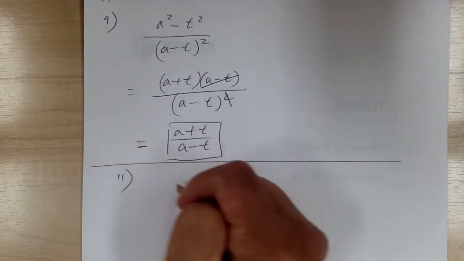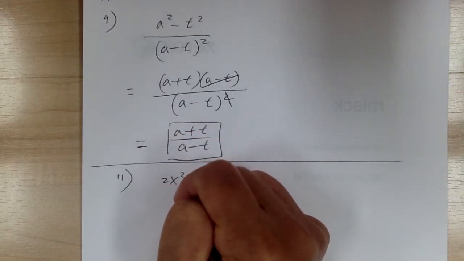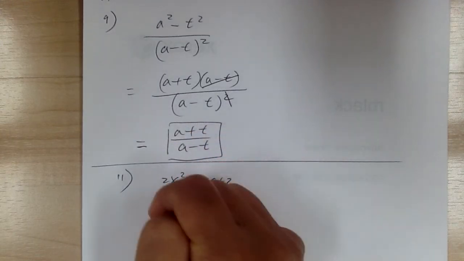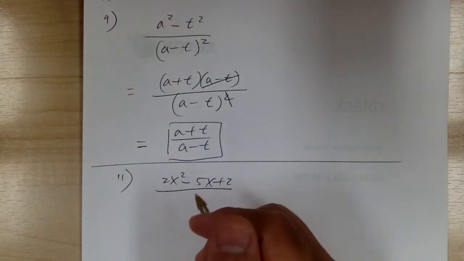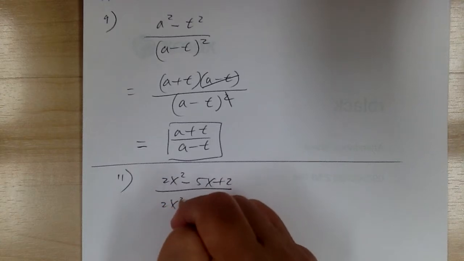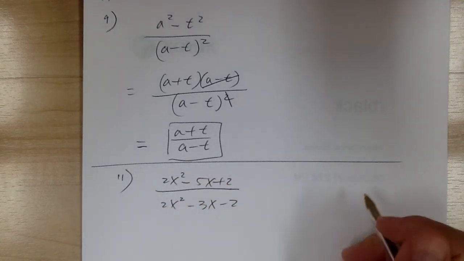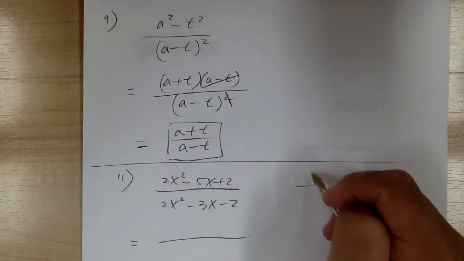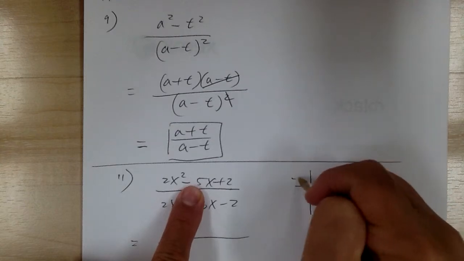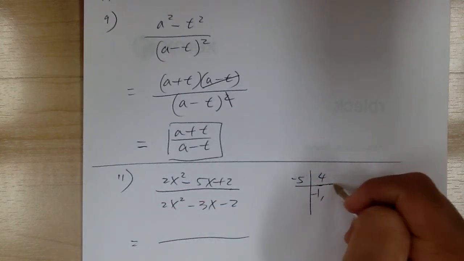Okay, let's go to 11. You have 2x squared minus 5x plus 2 over 2x squared minus 3x minus 2. So you can do all the factoring. So these are all your master products. So let's go and do the master products. On the top, you get negative 5 and 4. So you need to get negative 1 comma negative 4.